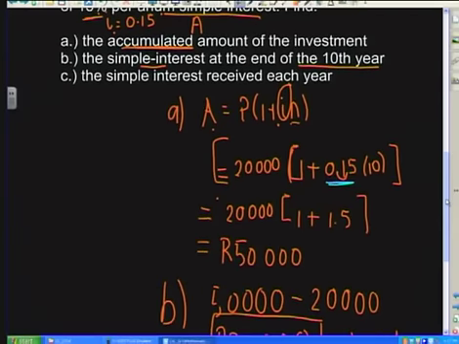And then from your formula, you take the 0.15, you times it by N. So it's 0.15 times N, which is 10. And then we say plus 1. So this is just a straightforward application of the formula. It's 1 plus I times N. So 1 plus 0.15 times 10. You simplify all of that, literally put all of that into your calculator as you see it, and you'll get an answer of 50,000 Rand.